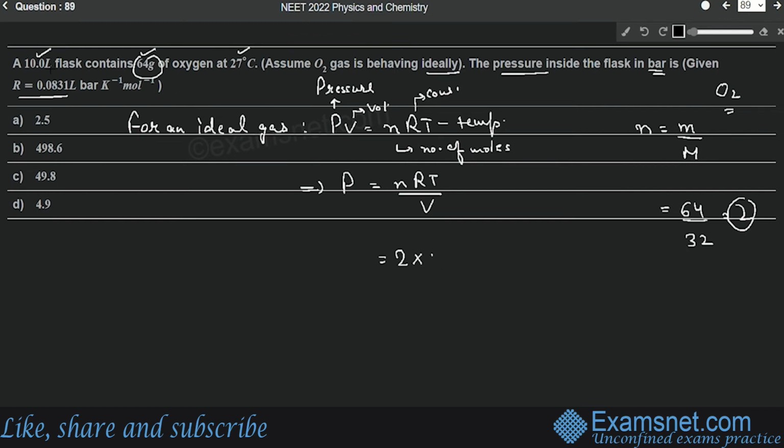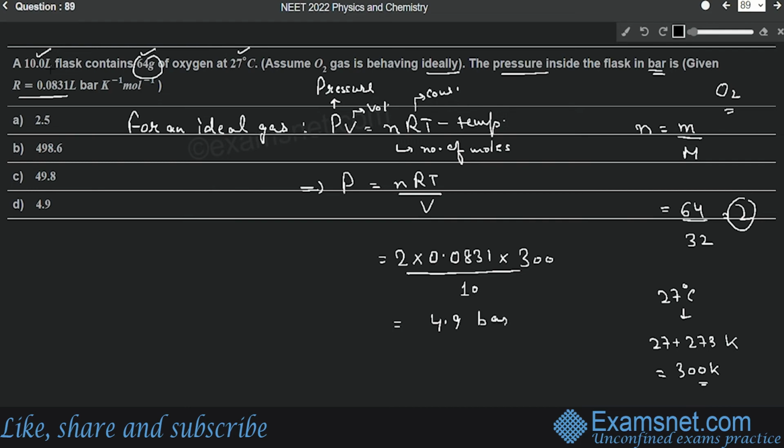R, that is gas constant, is already mentioned in the question, 0.831, right? And temperature is 27 degrees Celsius. That means 27 plus 273 Kelvin. So in Kelvin, what will be the temperature? It will be 300. So this temperature we have to put in the formula. So 300, and here volume is 10 liter. Okay. Now if we solve this, we'll get 4.9 bar pressure. Okay. So out of the given options, option D will be the correct answer.